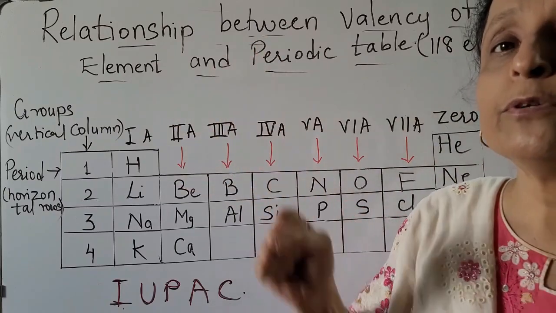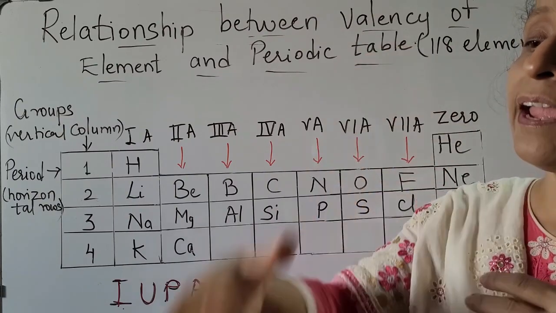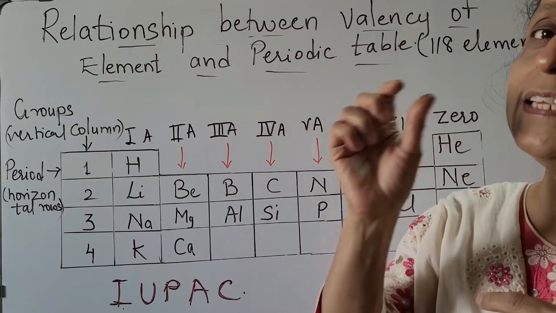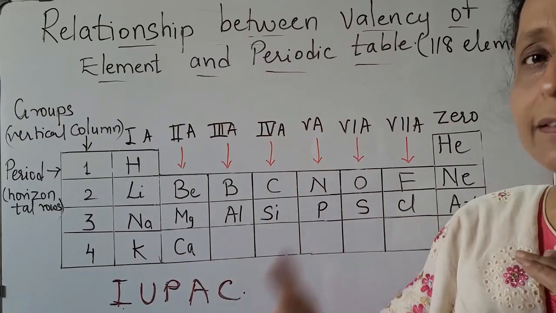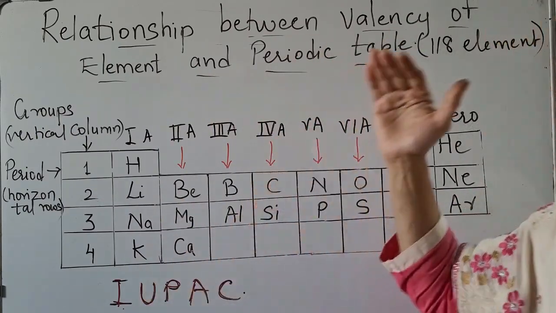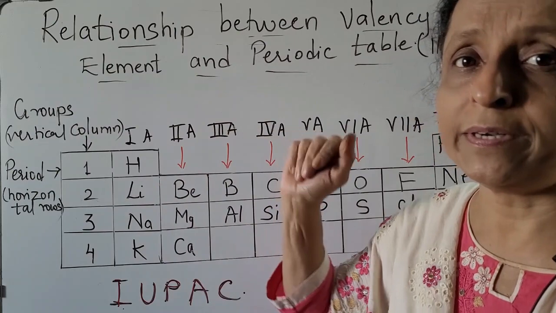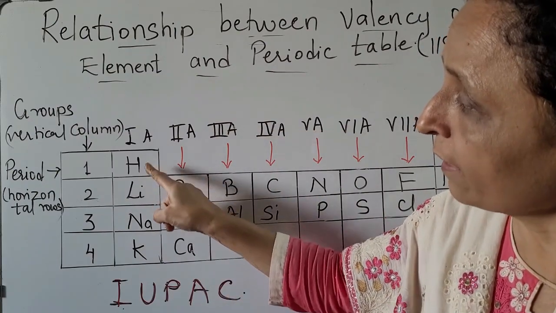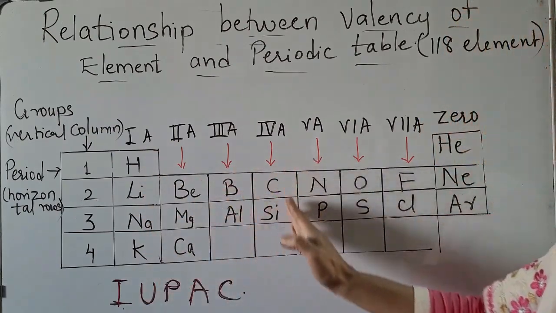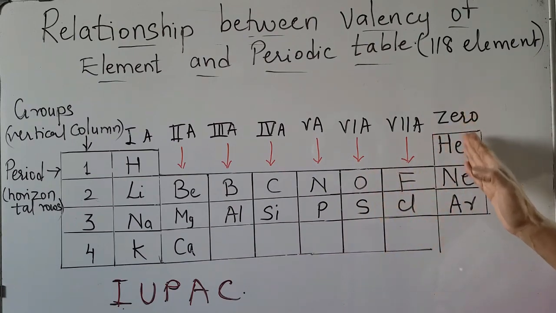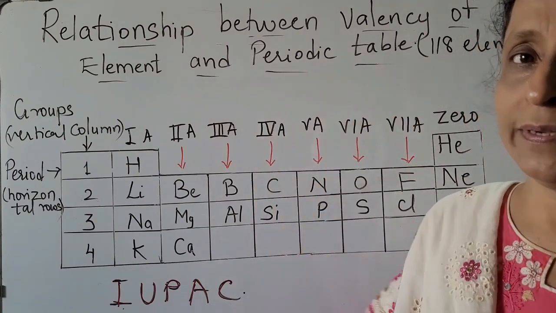Now, what is the beauty of this periodic table? As in music, every 8th sound, sur, is the same. Like sa ri ga ma pa dha ni sa, every 8th sur is the same. In the same way, in the periodic table, every 8th element has the same properties. Like here, hydrogen, lithium, sodium, potassium, their properties are the same. So every 8th element repeats its property.